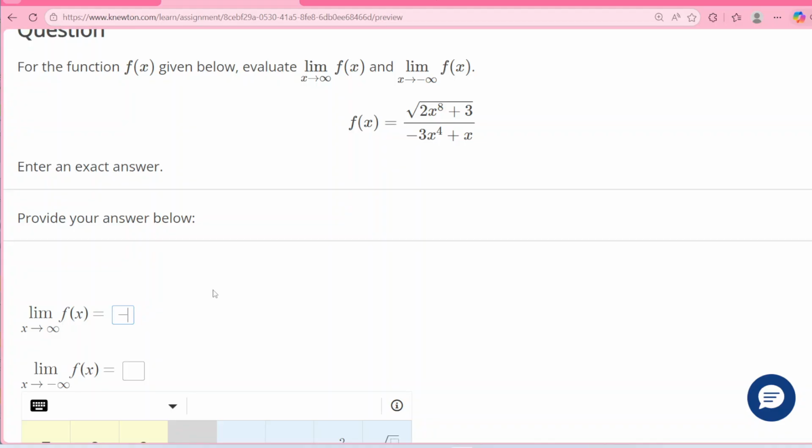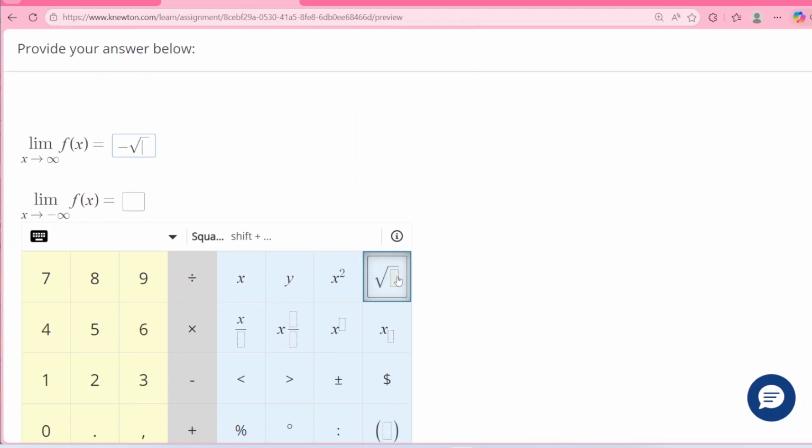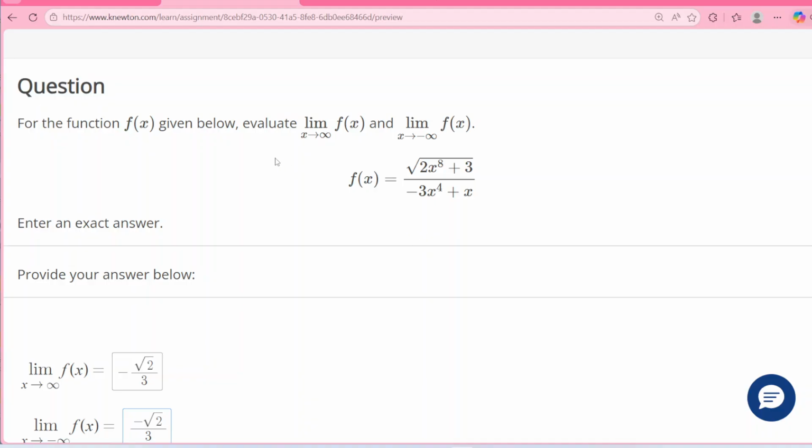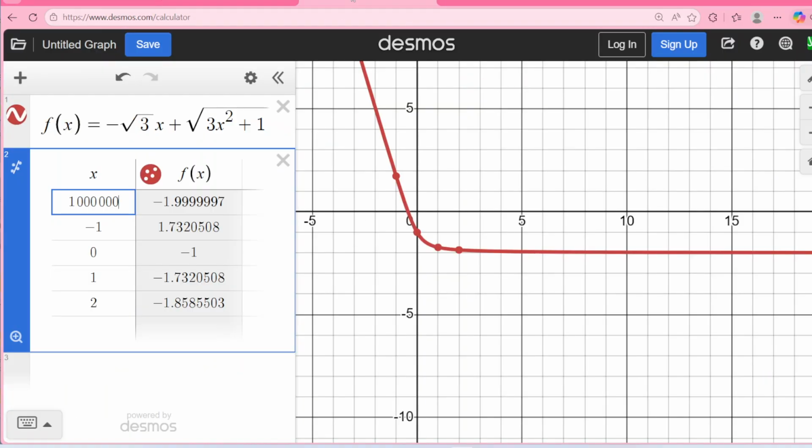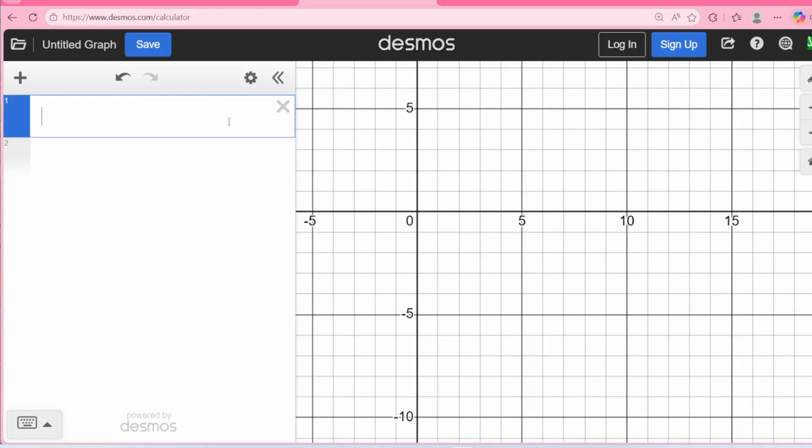divided by 3. Well, I can't just do that, it's not Desmos. Divided by 3 on both ends, and we'll see that. I'll make a graph. So this is one of those where you probably wouldn't be able to say what it was just from a table. But both of these will be negative square root of 2 divided by 3. All right, so watch. Let's go punch this in.